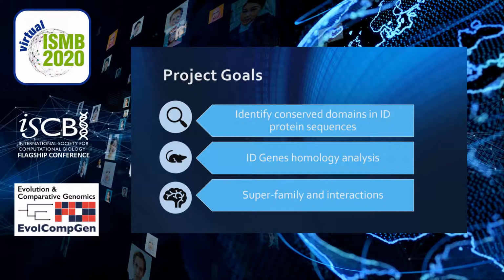A. To identify conserved domains in protein sequences that are likely causative of intellectual disability. Domains are regions of a protein that have a specific biological function and can usually function independently of the rest of the protein. B. To perform homology analysis and see whether or not these ID genes are conserved in mice and rats. And lastly, C, to identify superfamilies of these genes and look for interactions between them if possible. All this information will provide us with a better understanding of the biological causes of intellectual disability, as well as more information about the specific group of genes.